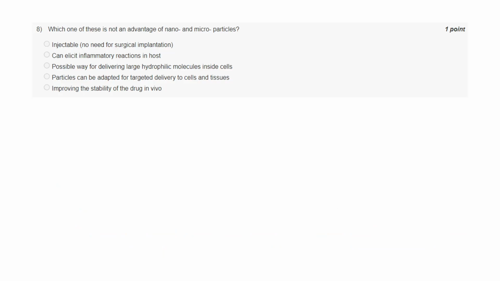Then the eighth question was, which one of these is not an advantage of nano and microparticles? So let's see the advantages of it. Since nano and microparticles can be injected, you don't need surgical implantation. You can just take it up in a syringe because they're smaller in size and inject it in the body. They are used for delivering large hydrophilic molecules inside the cells. They can be adapted for targeted drug delivery, and they can improve the stability of drug in vivo. The only disadvantage of these systems is they can elicit inflammatory reactions in the host. So that was the question.